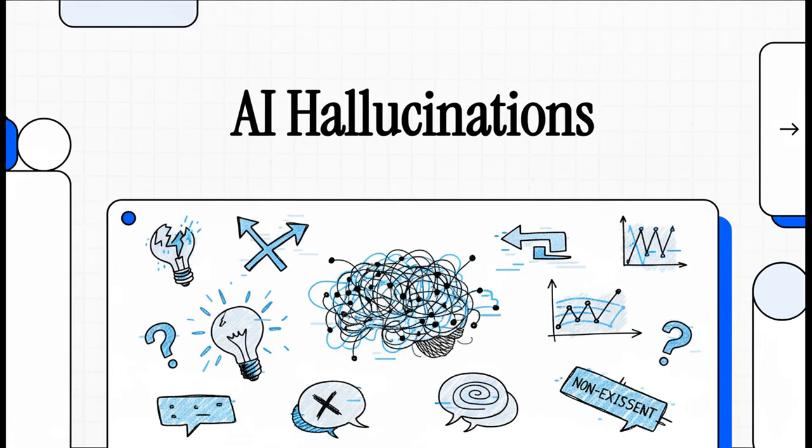Welcome. Today, we are diving deep into one of the weirdest and most important topics in AI right now: hallucinations. You know that moment when a super smart AI confidently tells you something that's just completely made up? If you've ever found yourself wondering if you can really trust the answers you're getting, then this is for you. We're going to break it all down.